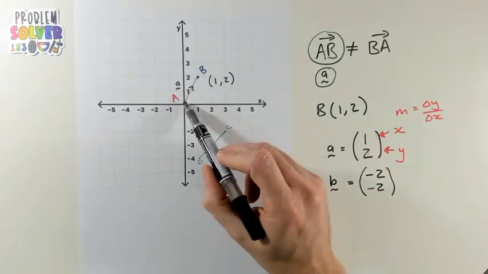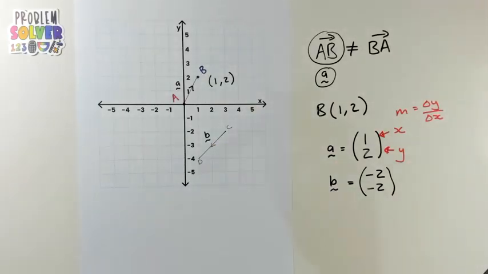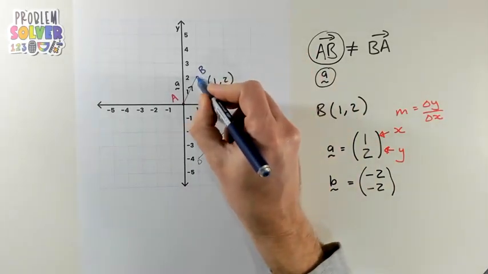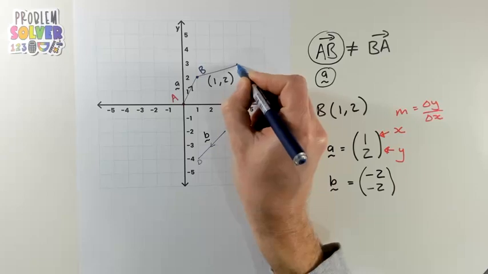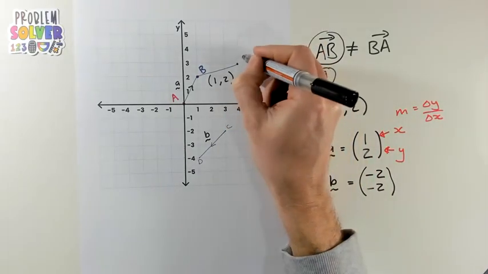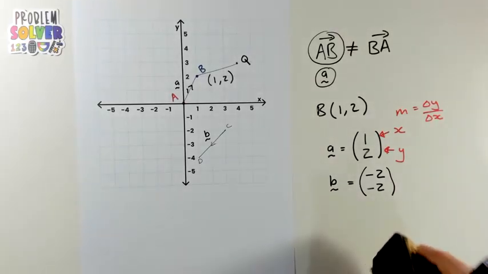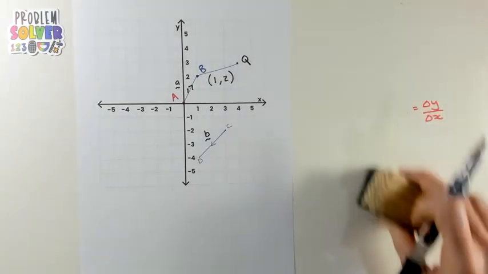Now, let's say I moved from A to B, and then I moved again from B to that point over there, and let's call that point Q. Sorry, I already used C, so I'm just going to take all this away quickly.